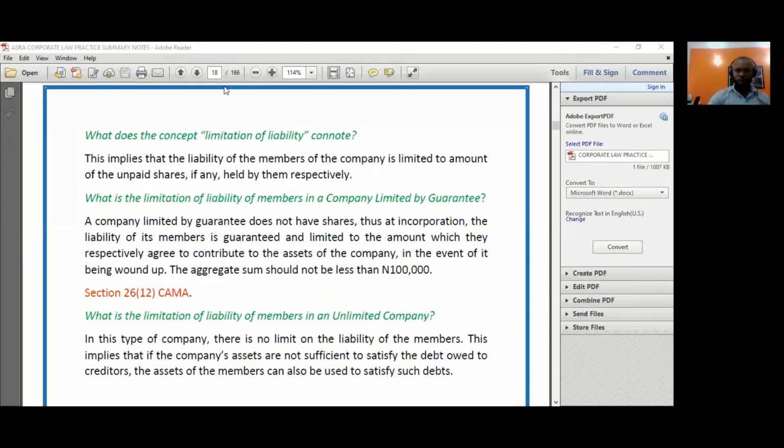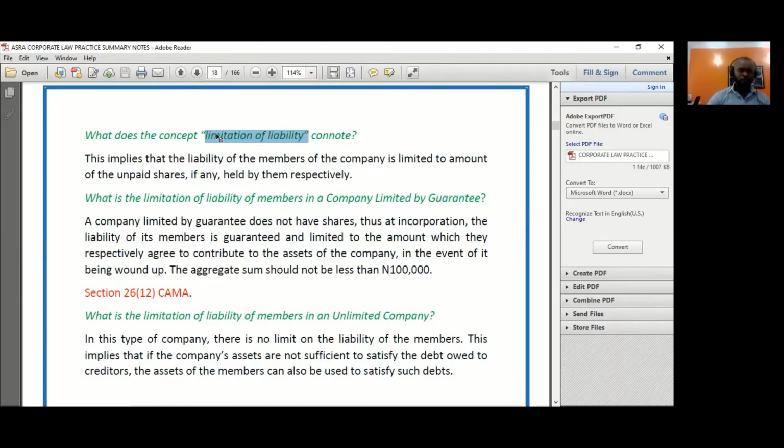Hello, today I would like to speak to you about the concept of limitation of liability. What does it mean when we talk about the liability of members in a company being limited?